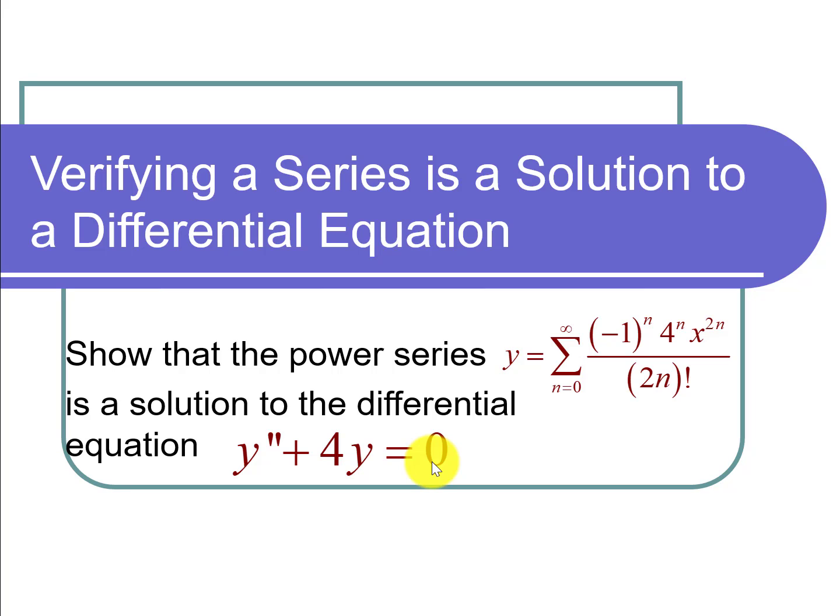Whenever you want to show that something is a solution to a differential equation, we have to plug in. It's easy to plug in y, but we need to plug in y double prime, so we need to first find y double prime. So let's go ahead and do that. The first thing we do to find y double prime is find y prime. Notice that there's a summation. There's (-1)^n, 4^n, and (2n) factorial. Those are all constants because the variable is x. So we're only taking the derivative of x^(2n) and then keeping the constants. And the derivative of x^(2n) is 2n x^(2n-1).